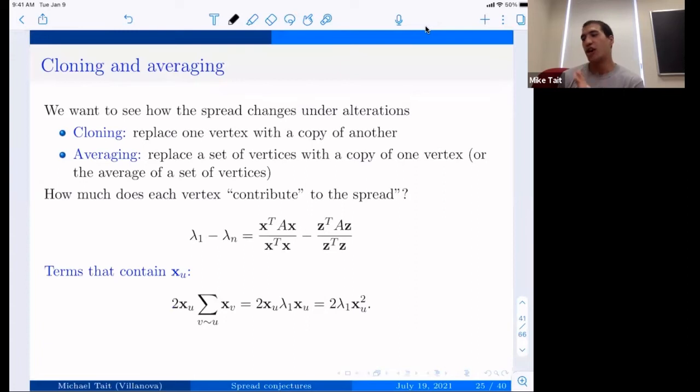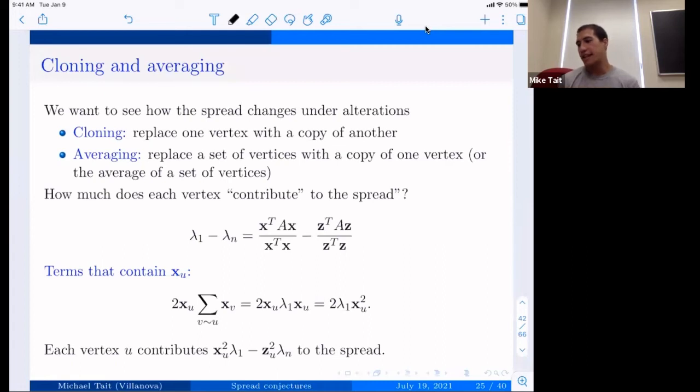So the terms in this Rayleigh quotient that use this eigenvector entry corresponding to u, of course, it's just all the edges. It's corresponding to all the edges that are incident with u. And so you get this twice times xu xv for all v that are adjacent to u. And now this sum of xv over v adjacent to u is, by the eigenvector eigenvalue equation, lambda 1 times xu. And so you get this quantity 2 times lambda 1 times xu squared.